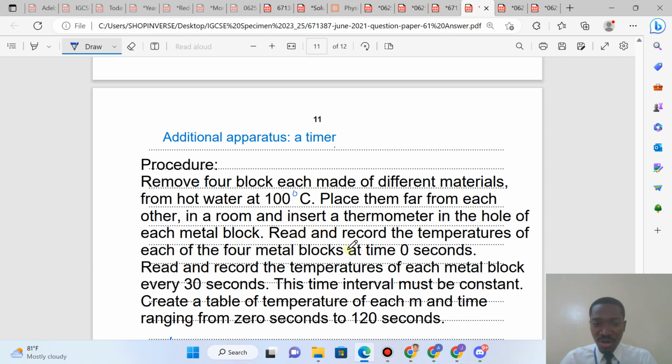Then you read and record the temperatures of the 4 metal blocks at time 0 seconds. So in the beginning, record the temperature. After that, you read and record the temperatures of each metal block every 30 seconds. So every 30 seconds, you'll be taking note of the reading. Okay, so these are the values you tabulate. Okay, the time interval must be constant.